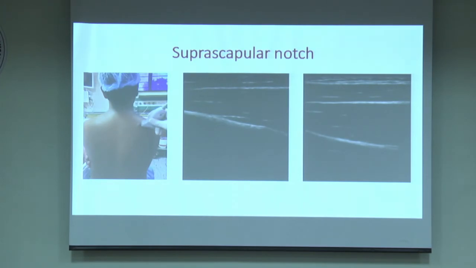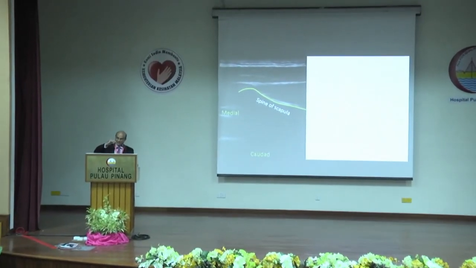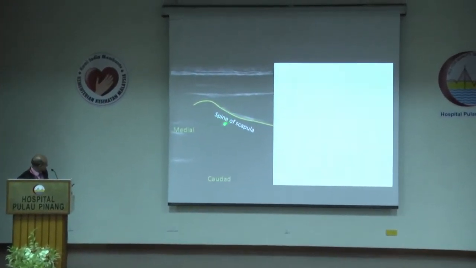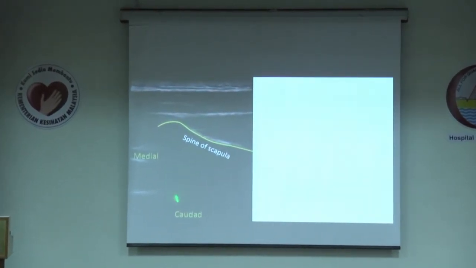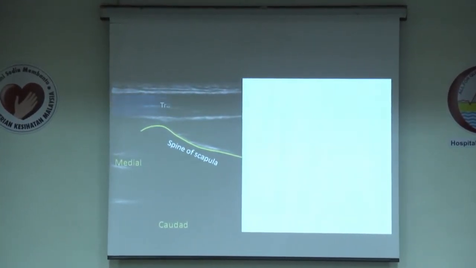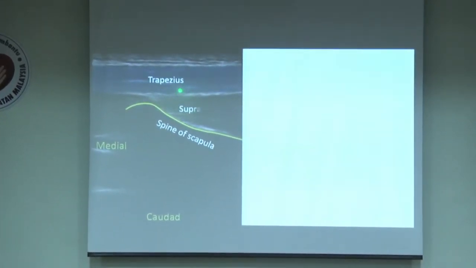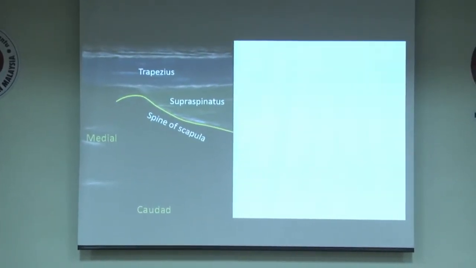So if you move your transducer over to the back, over the spine of the scapula, from the medial to the lateral aspect, you'll find this is the spine of the scapula, this is the medial side, and this is the caudate side. The upper part is the trapezius muscle, below that is the supraspinatus.